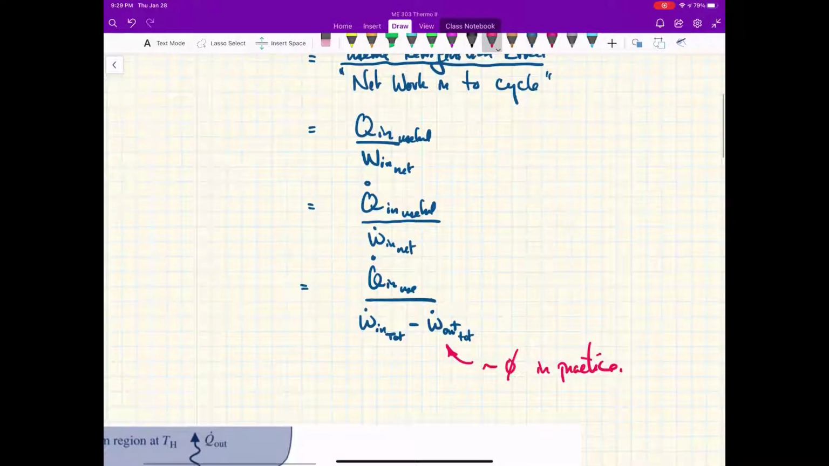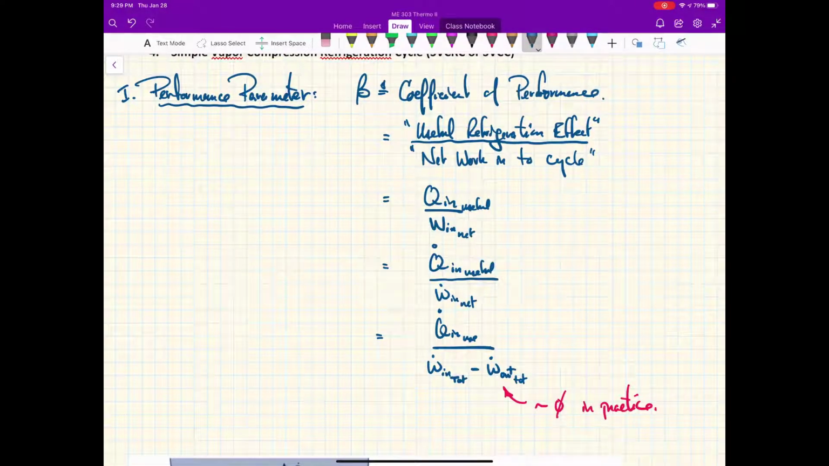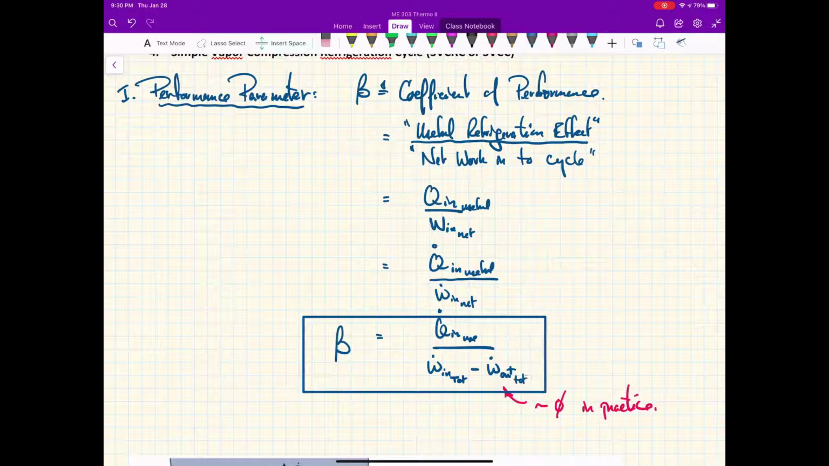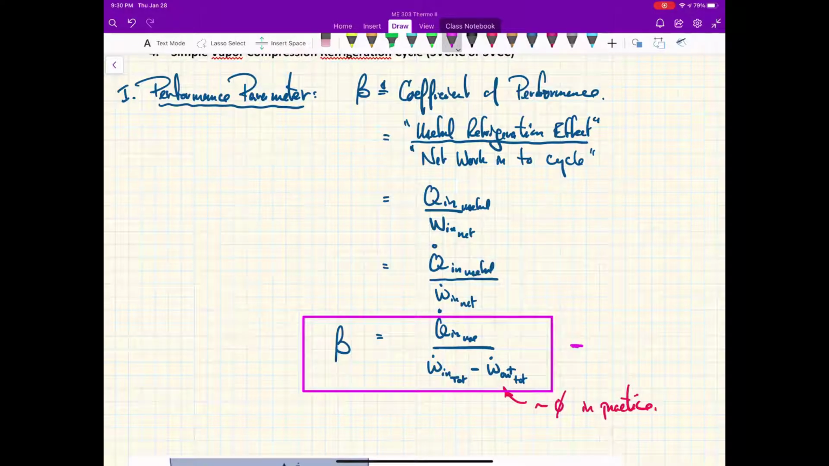Okay, so that's it. That's the definition of coefficient of performance beta. Let's highlight that and call that equation 1. We're going to immediately put it to the test here. Change color, make that pretty. Call that equation 1. Voila.